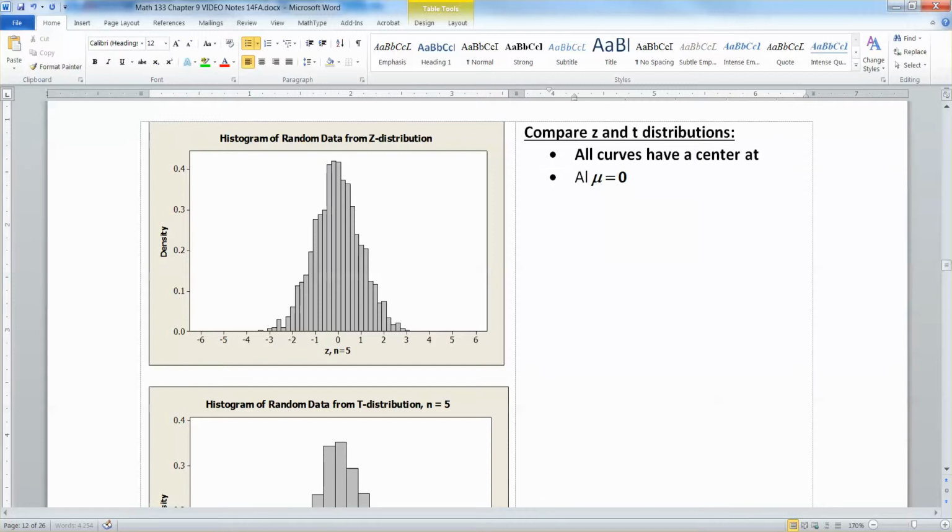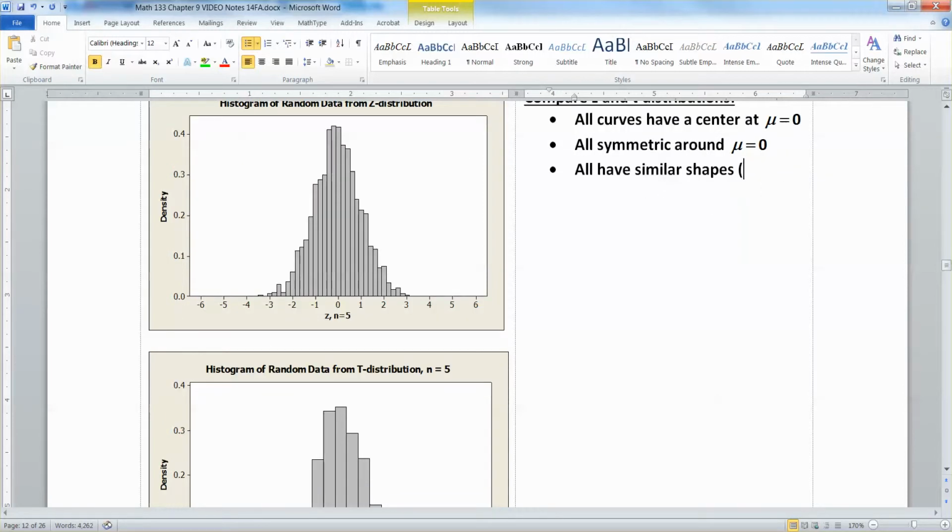What else? They're all symmetric. So they're all symmetric and bell-shaped, more or less, right? All symmetric around mu equals 0. So they all have that same center, and they're all symmetric around that center. They all have similar shapes. Now, they're not exactly the same, but they're similar.